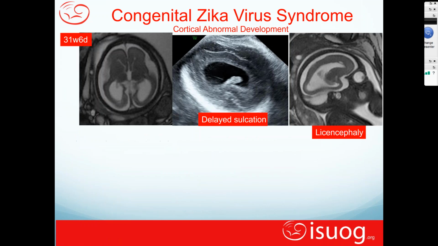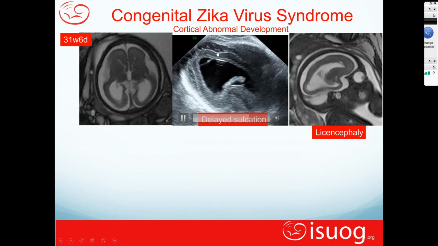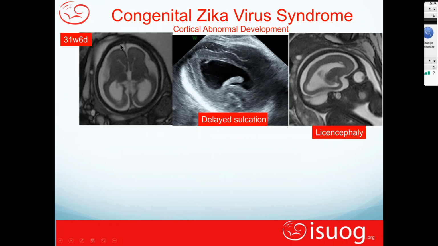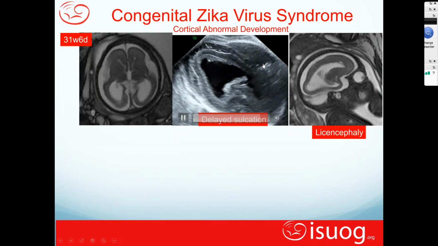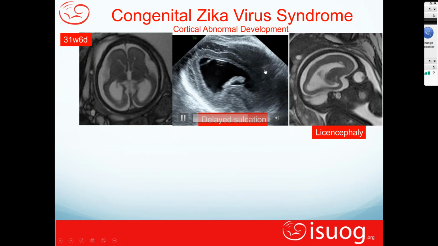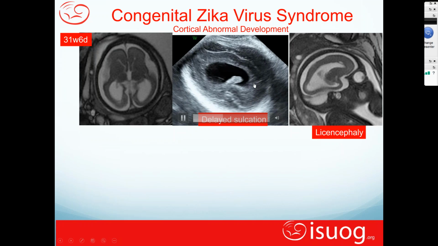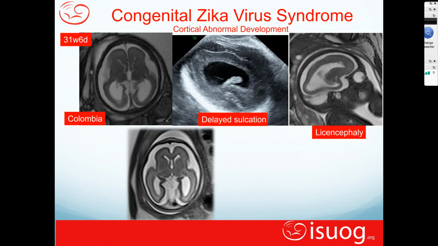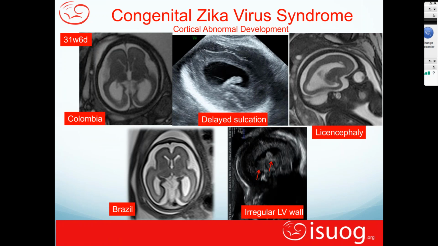Here's another example, both on ultrasound and MR. You see a sort of brain atrophy with a lot of fluid around the brain here. You can see it clearly in ultrasound the same way, with delayed sulcation, very smooth brain. No one would call this normal at all. It is developing a lissencephaly that you can see here as well. More examples of the same from Brazil.